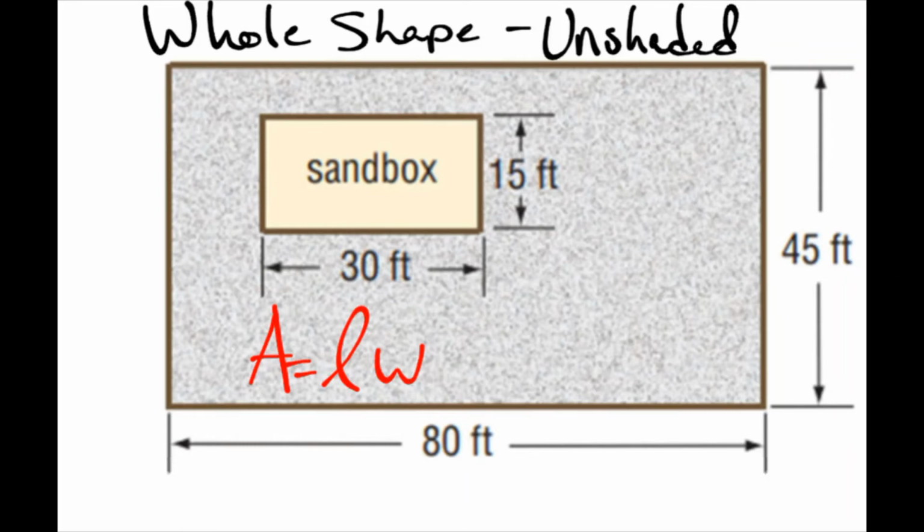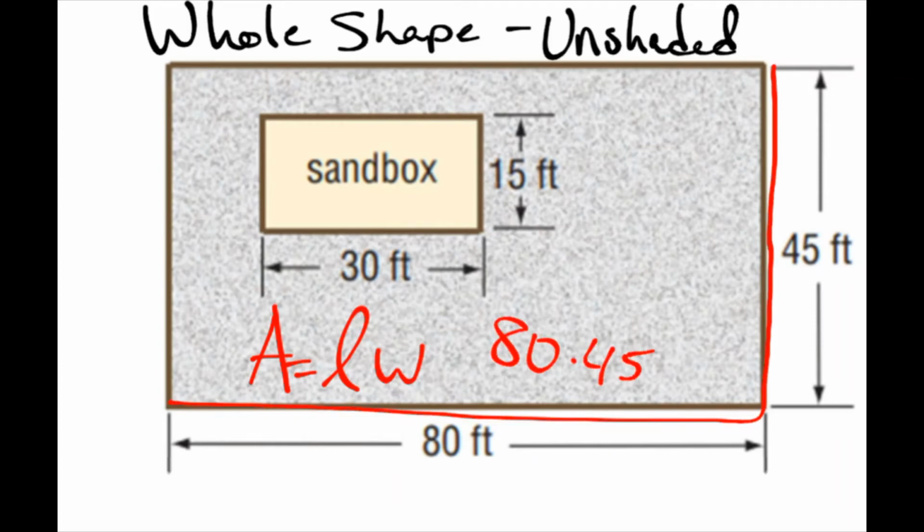They're both just rectangles. So I'm going to find the entire area, which is 80 times 45. The length and width of the entire shape is 80 and 45, or 3,600. That's the entire shape, including the sandbox, but I don't really want to include the sandbox.